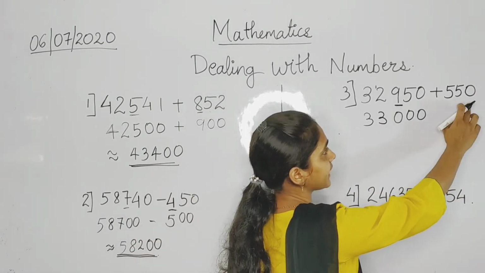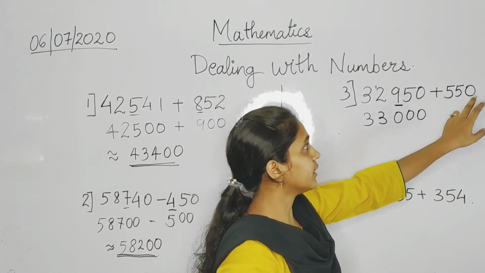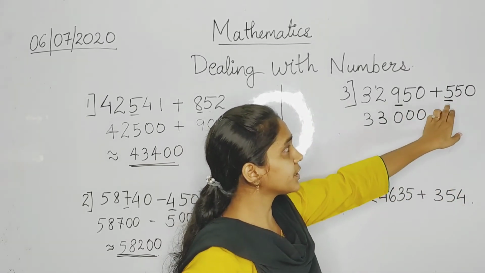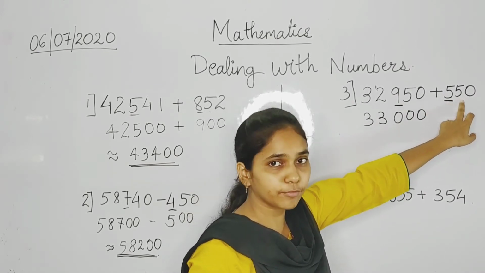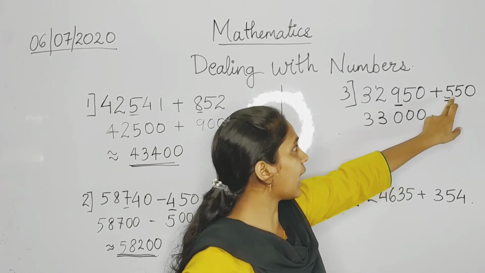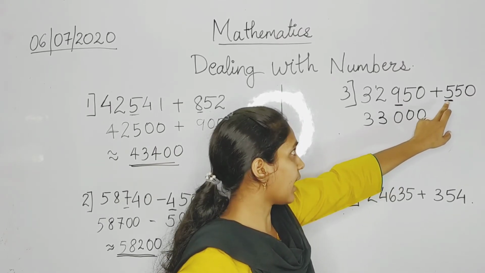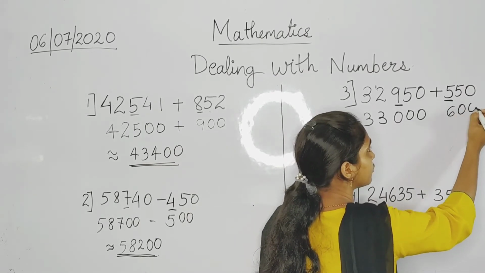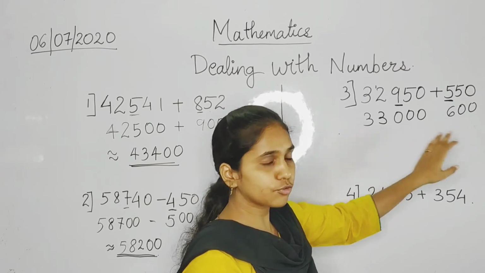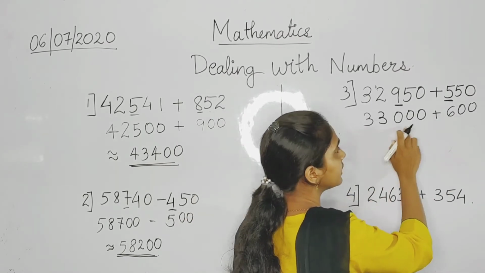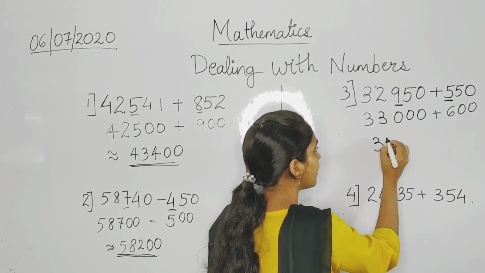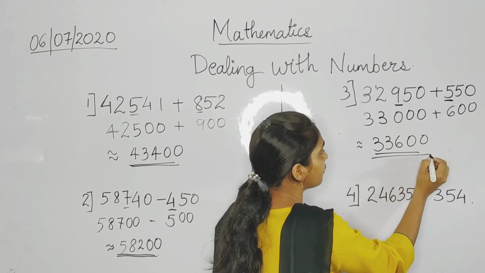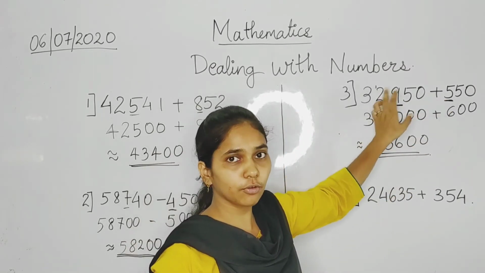Now let's check the other number. The other number is 550. In 550, the number in the hundreds place is 5. Now we check the number which is after 5. After 5 is again 5. So in this case also we have to add 1 to the number 5. Adding 1, the 5 becomes 6, and after that we write 0 0. Now we have to add these two numbers. Adding, 33,600 becomes 33,600. Okay, so this is the approximate rounded off calculation for the addition of these two numbers.